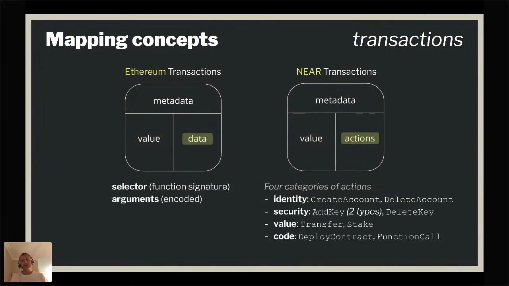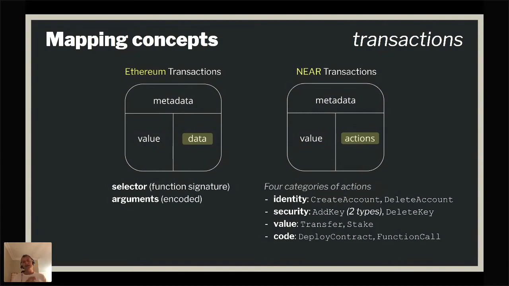And then in terms of data, with Ethereum transactions, if you deploy a contract, the data is the contract code. If you are sending money, the data is empty. If you invoke a function call, the data contains a selector, the first 4 bytes of the function signature, and then the arguments, ABI encoded.